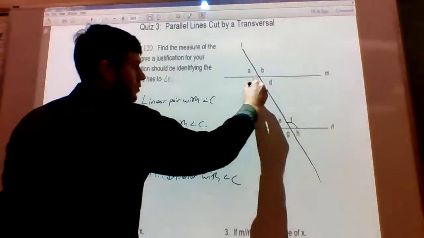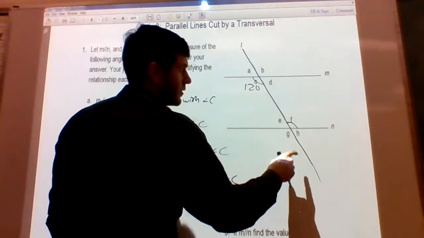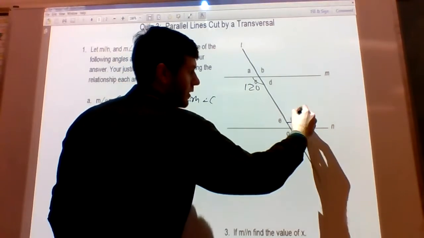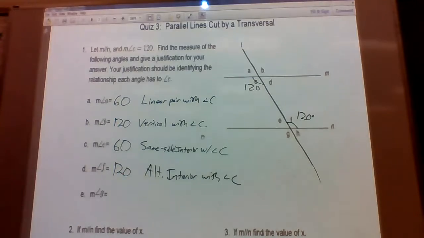So if angle C is 120, we know alternate interior angles are congruent. So if the measure of angle C is 120, then the measure of angle F is also going to be 120 degrees. Okay, G.